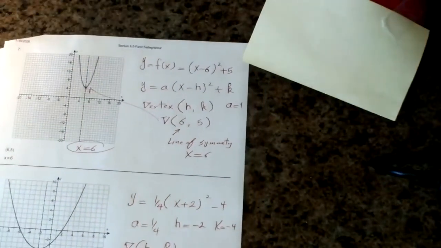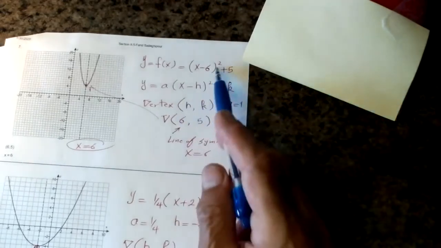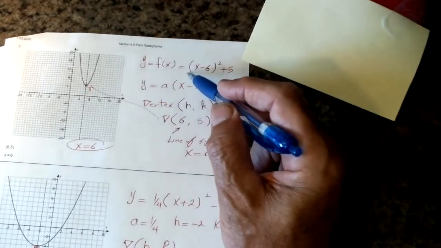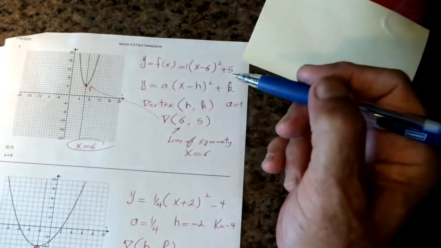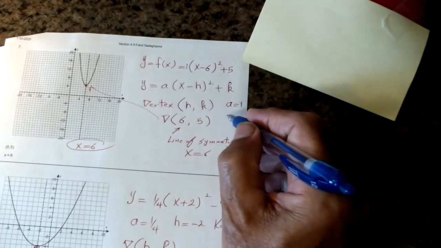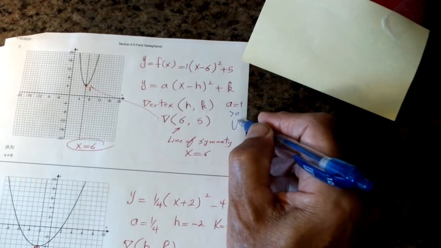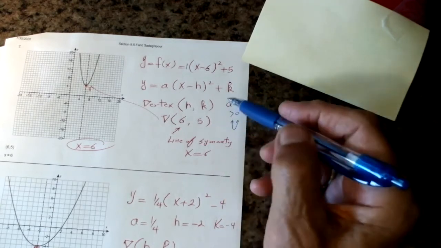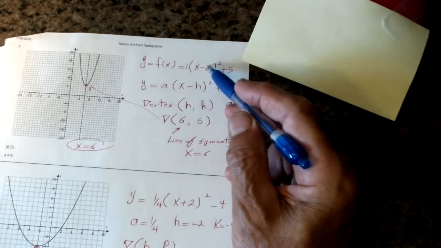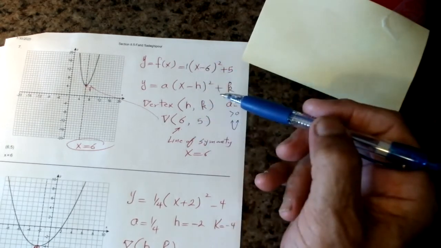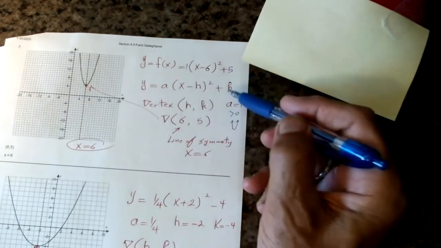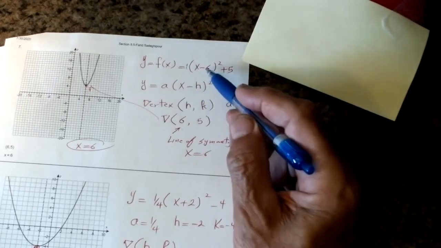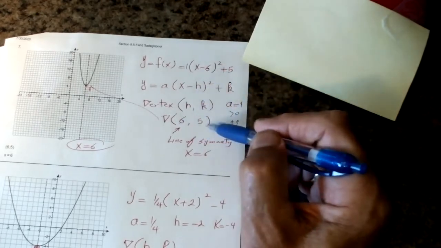See, I write a general equation here. What is the value of a when you don't see any number? It is 1. A is 1, which is what? Greater than 0, right? So the parabola opens upward. What's the vertex? What is the opposite of negative 6? 6. And to find the other value is right here. See, h and k is 6 and 5. You find the vertex, go up.